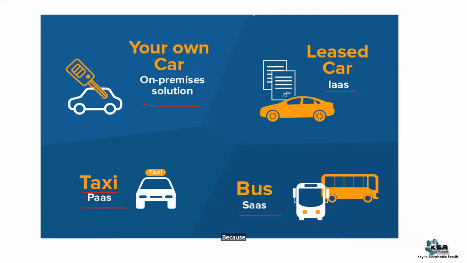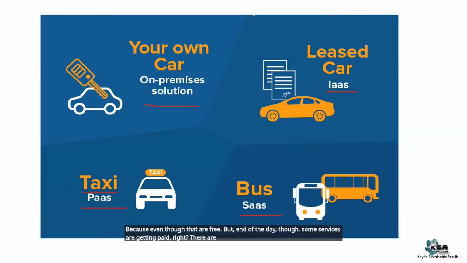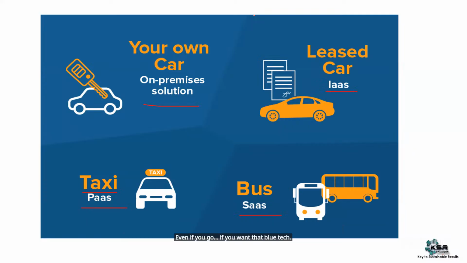Even though those are free, end of the day, some services are paid, right? There are a few paid services like LinkedIn Premium. Even if you want the blue tick on Twitter or on Instagram, you have to pay for it. So there is a very small amount of payment required, but you can parallelly use that service, right? Services which can be parallelly used by multiple people are called software as a service. So the cloud is broadly classified into three different segments with the same example.